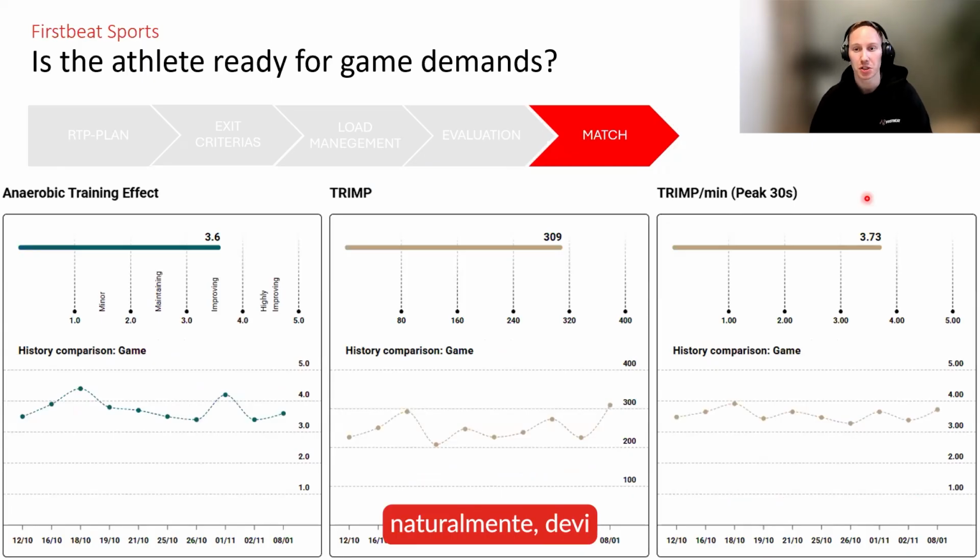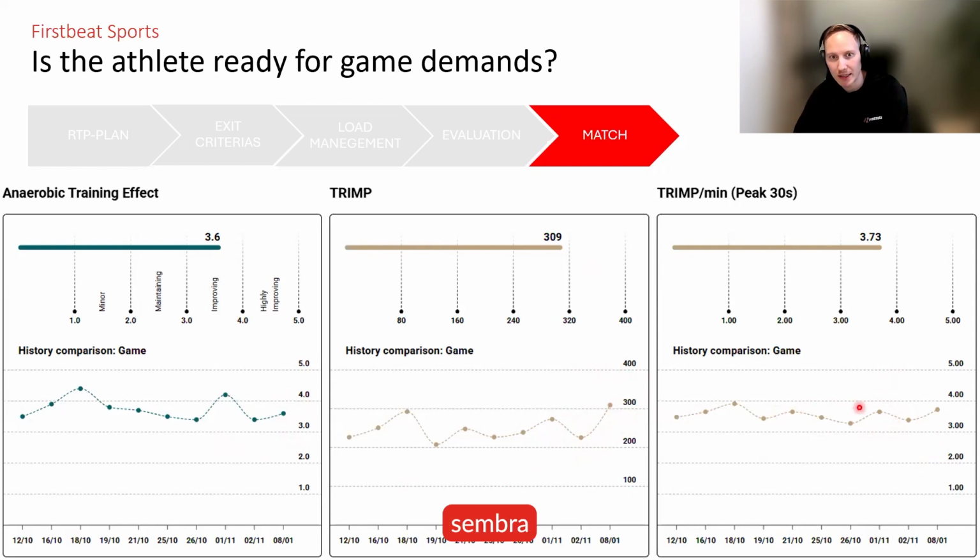And then, of course, you still need to monitor the athlete. How is he doing in games? Is there some increase in training load? Anaerobic training effect is quite on a similar level. There's an increase in TRIMP, so higher internal load in the first game after the injury. Intensity seems to be quite the same, or internal intensity seems to be quite the same.